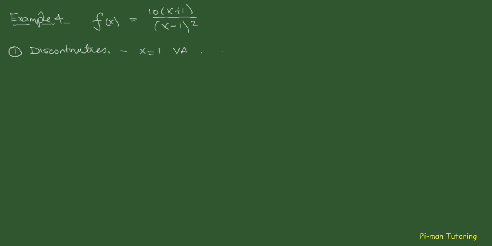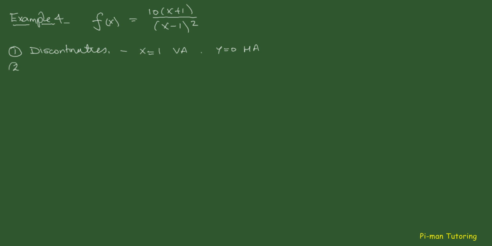We can see that the degree of the polynomial is less on the top than on the bottom. So we know that y equals 0 is a horizontal asymptote. And we don't have any other discontinuities in the function.